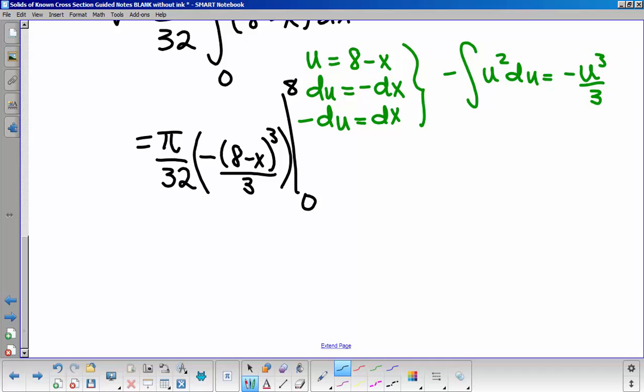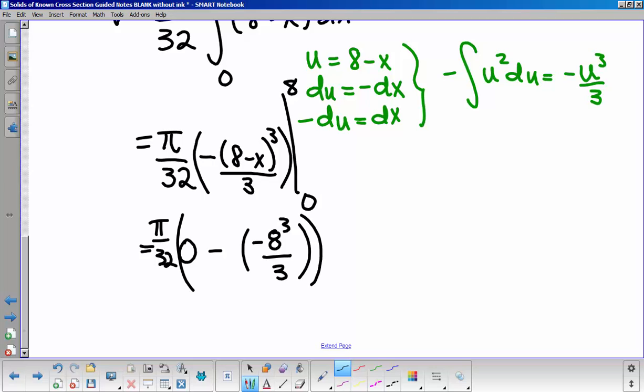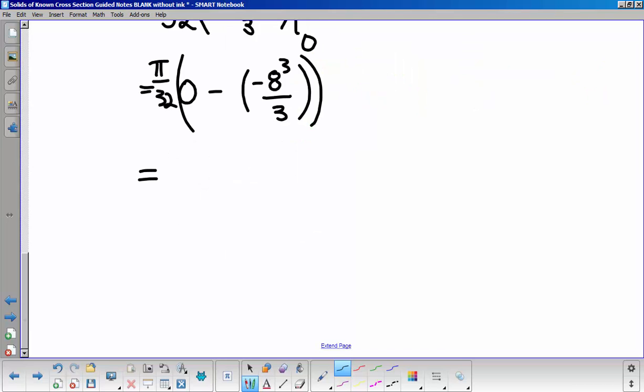All that? Okay, so I'm going to plug in 8, and we get 0. This would be pi over 32 times 0 minus, now let's plug in 0. Negative 8 cubed over 3, right? And so I have negative of a negative, which is a positive. And so this is going to be 8 cubed pi over 32 times 3.